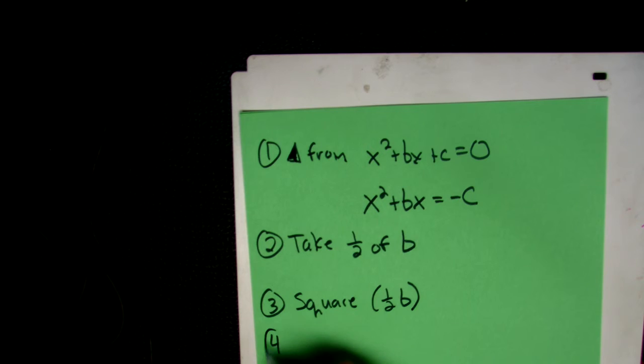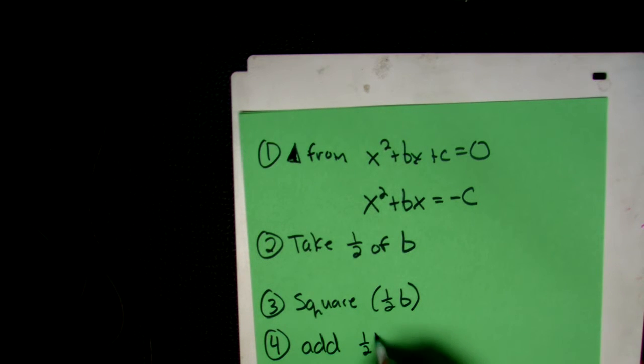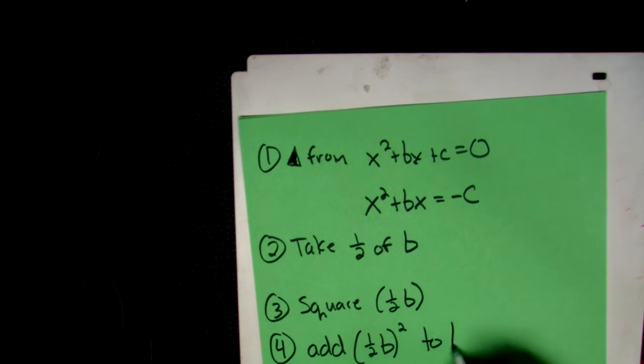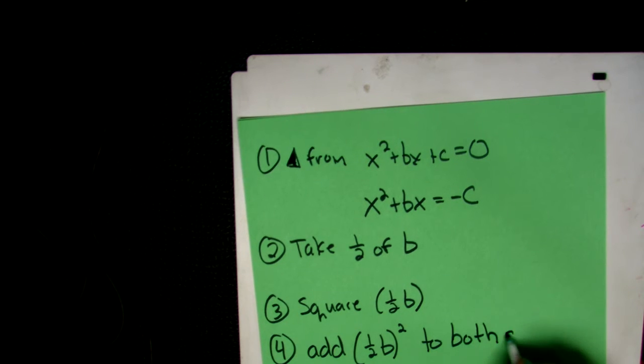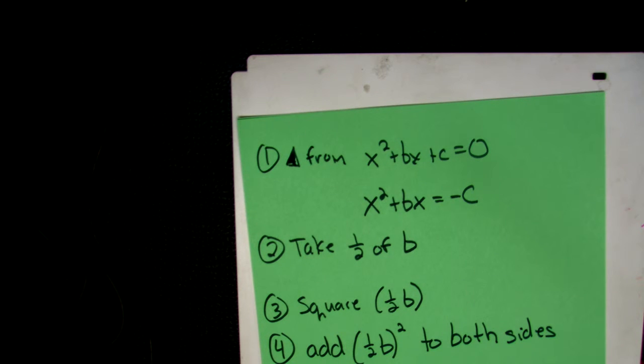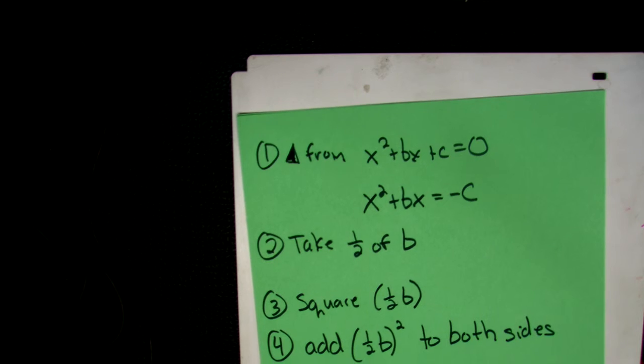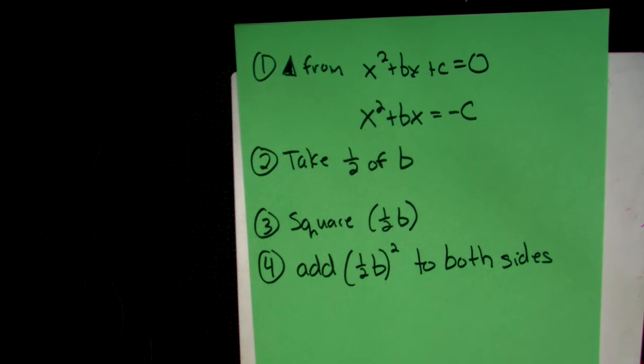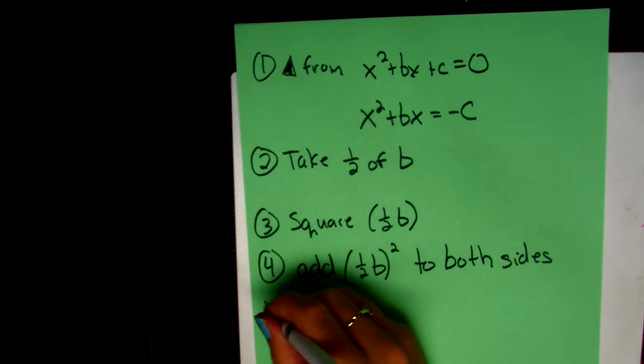Okay, and then add the 1/2 of b squared to both sides. Okay, and that's going to result in a perfect square. And then once we have a perfect square, we can solve it just like we solved example 1 and example 2. So let's see a problem like that.